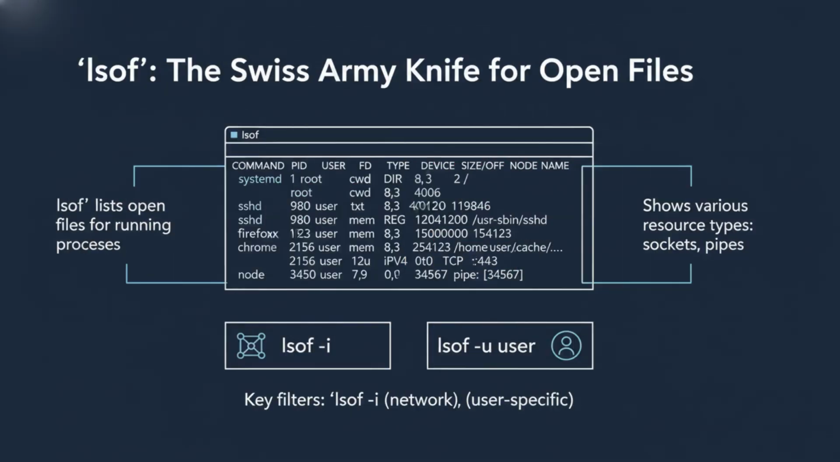lsof, which stands for List Open Files, is an incredibly powerful command line utility. It lists information about files that are open by processes running on your system. This isn't just about regular files. lsof can reveal open directories, block devices, character devices, shared libraries, regular files, pipes, symbolic links, network files, and much more. It's often the first tool to reach for when you need to understand what's happening under the hood.